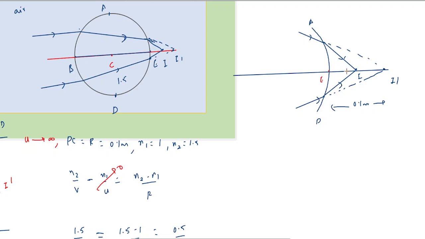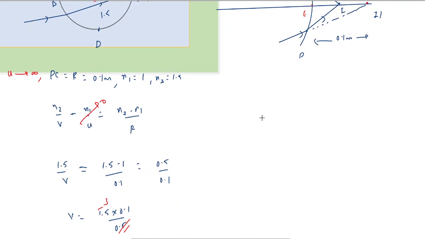The object cannot be at infinity because U being at infinite, or the object being very far away, is for the surface ABD only. So for the surface AED, the object is not at infinity. Rather, the image which is formed at the point I dash, this image formed here would act like a virtual object for I. So this is the concept of virtual object.